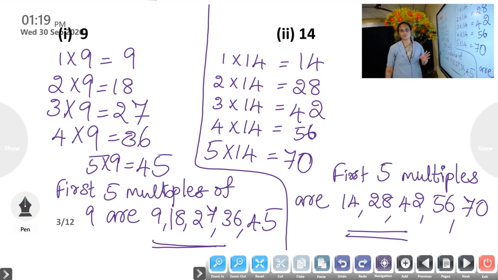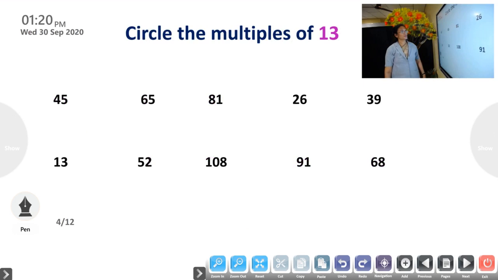So to get the first 5 multiples, start from 1 into the given number. Then to get the second multiple, 2 into the given number. To get the third multiple, 3 into the given number. Okay, this is very clear. Now this one is a very simple question.